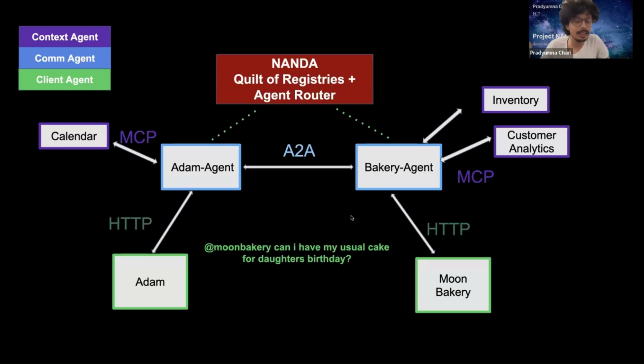We think of all the agentic, at least more of the important agentic entities as part of the Nanda quilt of registries in three categories. First are context agents. Think of these as sort of your MCP services, your NL web services that are providing informative context to your agents. For example, calendar, inventory, analytics, many other things.